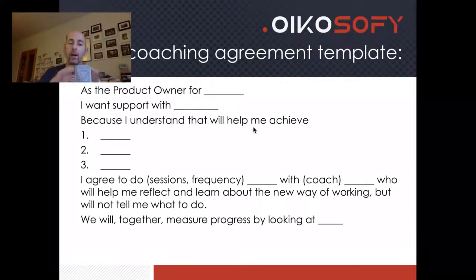And then we write at the end, we will together measure progress in this coaching process by looking at, and then we list what we are going to look at: at least one thing, maybe 2 or 3, depends on how you look at it. What are we going to look at in order to measure our progress in solving the problem we've set up before and reaching the goals we've set up before? So this is a very important aspect.